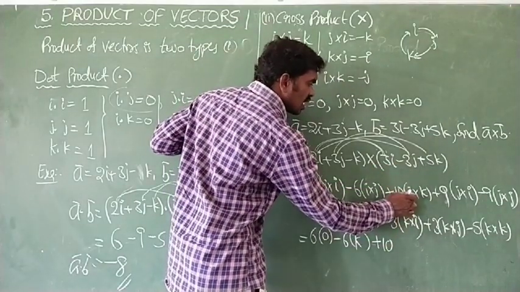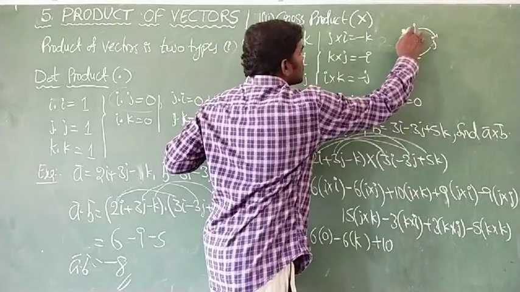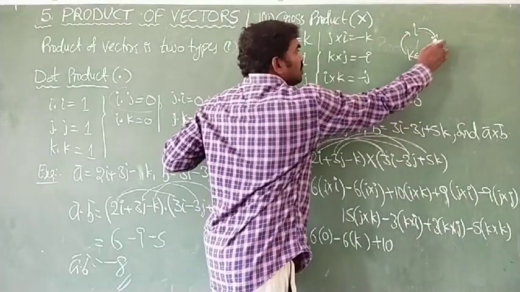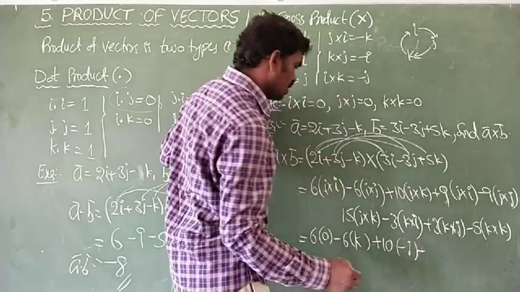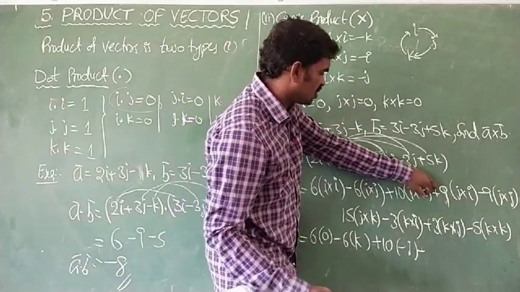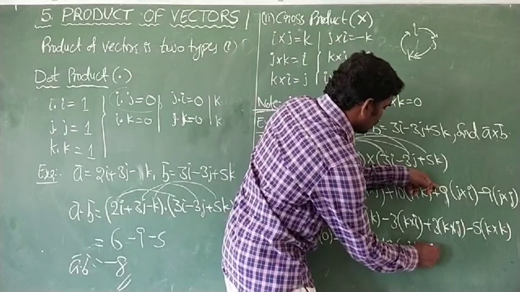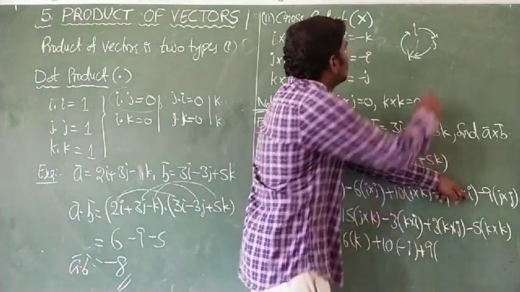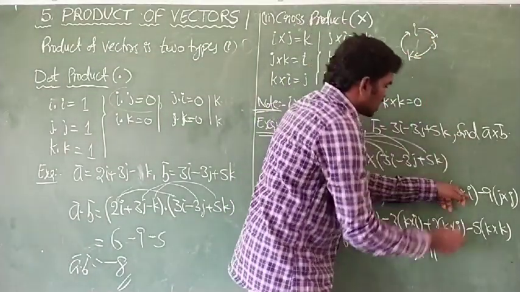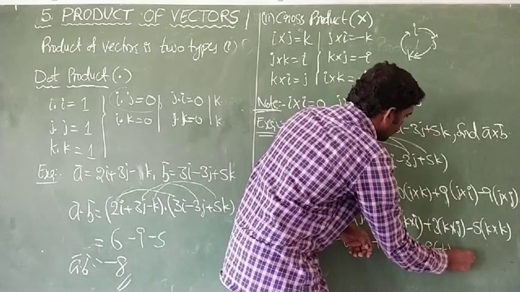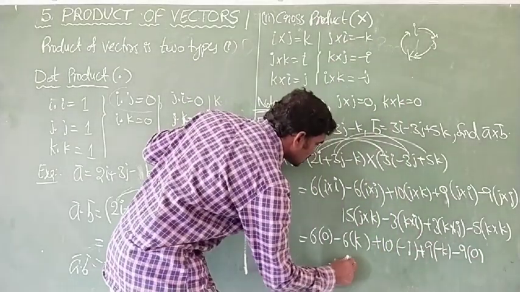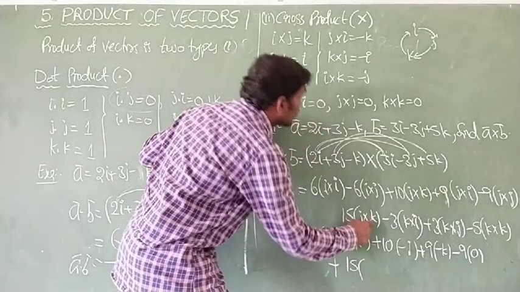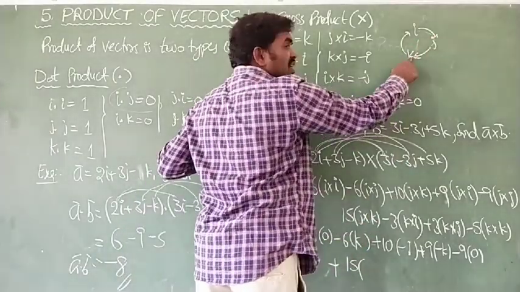Just listen. 10 into i cross k. It is in the opposite direction, so it becomes minus j. Next, plus 9 into j cross i. j cross i, reverse direction, minus k. Minus 9 into j cross j is 0. Next, plus 15 into j cross k. j cross k, same direction, i.